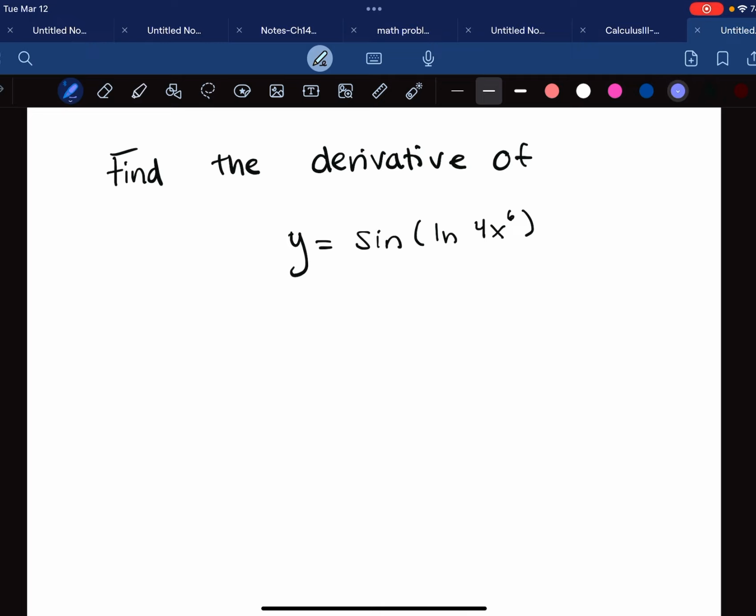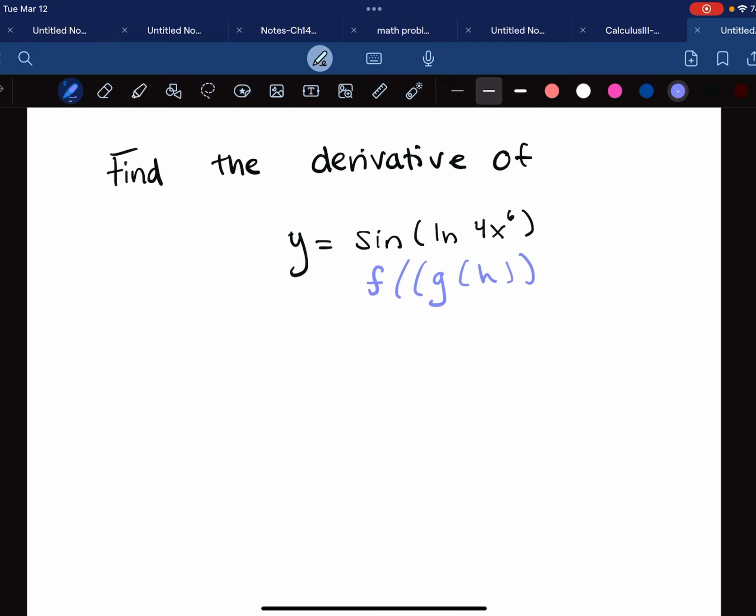So my outside function I can call f, and then I have an inside function, but I don't have just one inside function, I actually have two inside functions. So I have a g, and then we can call this function h. So I have f of g of h, because you don't just have the natural log of x, you have the natural log of 4x to the 6th. So we have three functions in total.